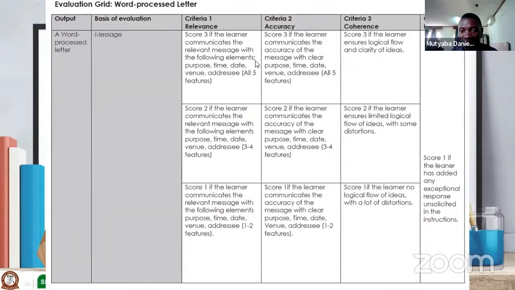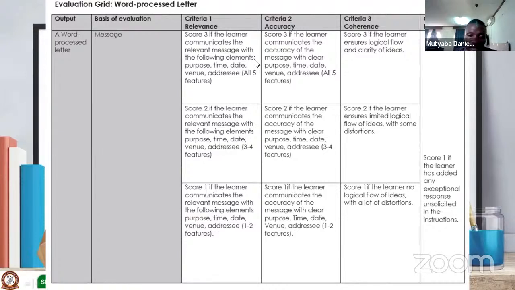Then you go to coherence. Now, coherence looks at the logical flow of the message. I'm sorry, I mentioned something to do with clarity under accuracy. No, it's not clarity. Clarity is under coherence. The other one is looking at the degree of accurateness or correctness. Thank you so much. So now the logical flow and the clarity, you look at them at this level.